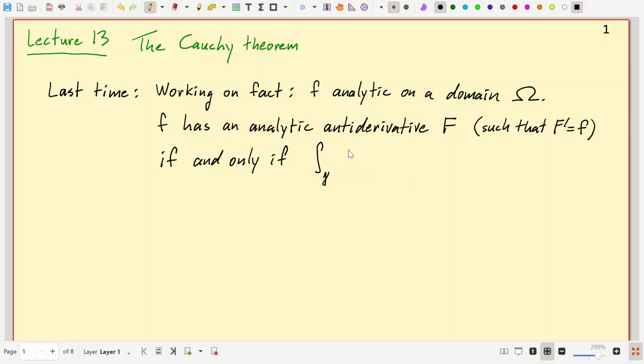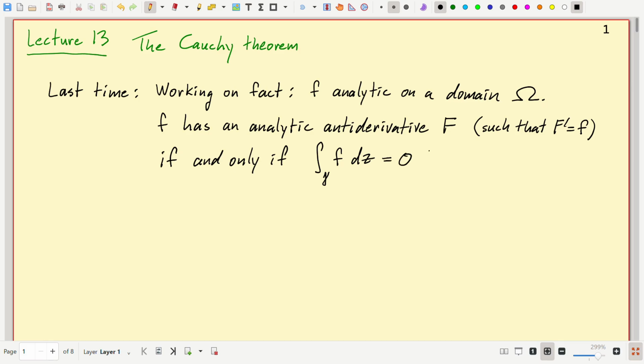Questions about anything from last time? There's been some questions on Piazza about branches of square roots, which I've responded to now. So if you're thinking about that kind of thing, you might check that out.